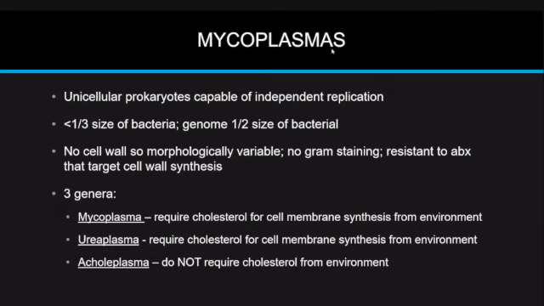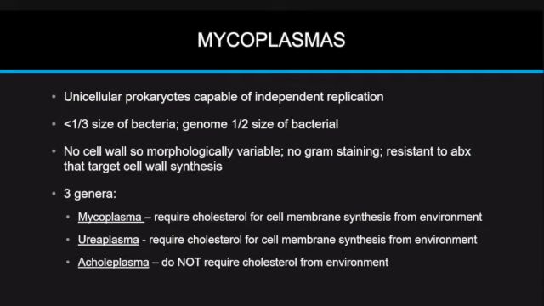And they're actually resistant. Because they lack a cell wall, they're going to be resistant to all of your beta-lactam type drugs that target cell wall synthesis, or any antimicrobial that targets cell wall synthesis, because they don't have a cell wall. And when you think about the mycoplasmas, there are 3 different genera. One is the mycoplasma itself, ureaplasma, and acholeplasma. Both mycoplasmas and ureaplasmas actually require cholesterol from the environment to make their cell membrane. And acholeplasma does not require it from the environment. It does not require it at all.